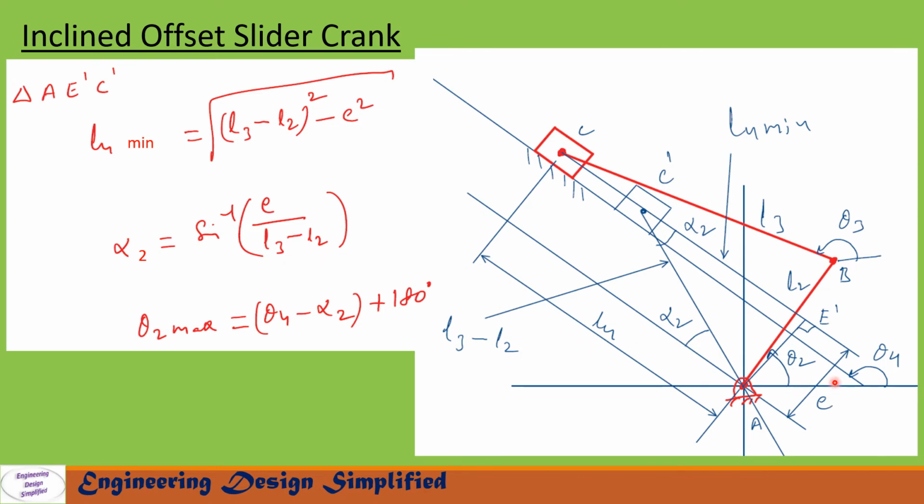So in this position, theta 2 is going to be maximum. So theta 2 max can be written as theta 4, that is this angle from here to here, minus alpha 2 plus 180 from here to here.